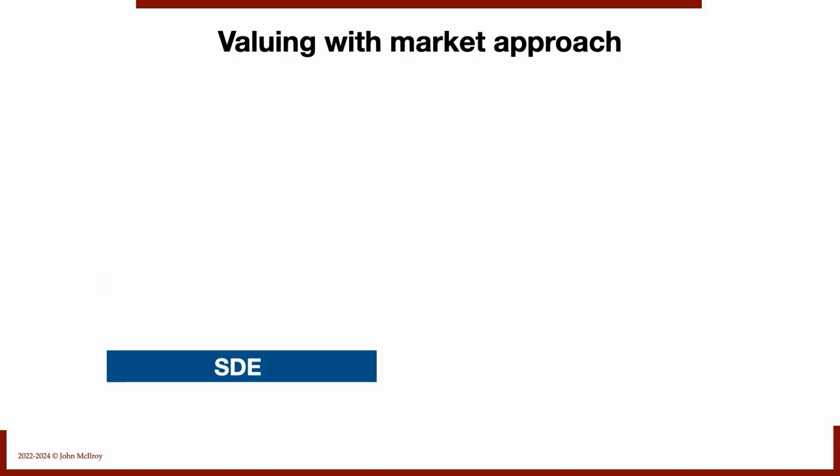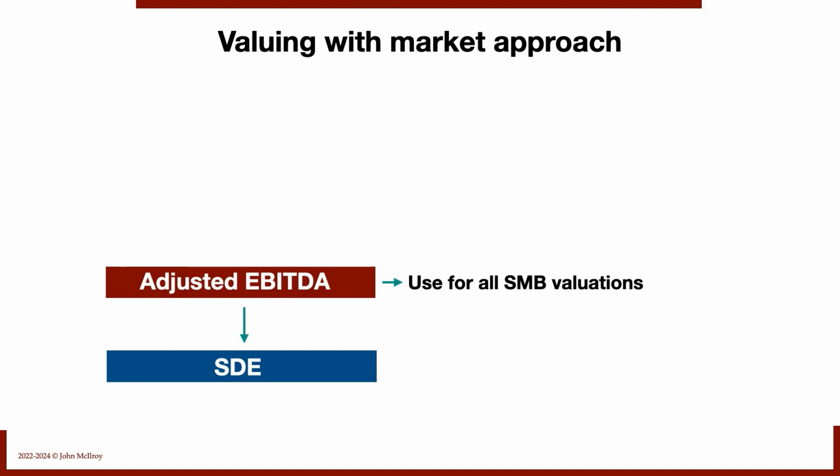If we have an SDE number, we don't apply an adjusted EBITDA multiple. We apply an SDE multiple to value the business. We have to keep those two straight. Now, typically, we're using adjusted EBITDA for almost all SMB valuations. The only exceptions are businesses that are micro, only a handful of employees. Tiny businesses often do use an SDE valuation methodology. Now, what could go wrong?